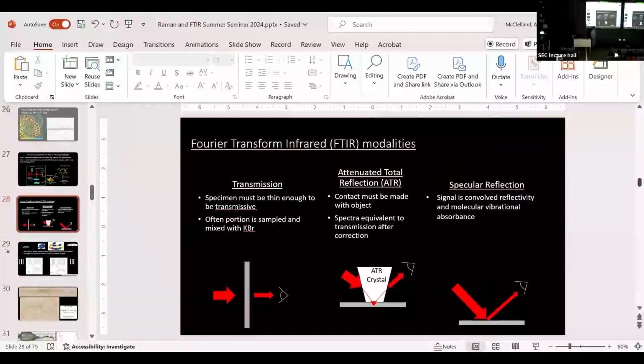Fine. And then the other mode we can do is just reflection. So we can shine the light down onto the sample and look at the wavelengths that are reflected. If there's strong absorbance in the sample, then we won't see those frequencies in the reflected beam. So this can be very useful if you don't want to touch your sample, if contact is no good for your sample for various reasons.